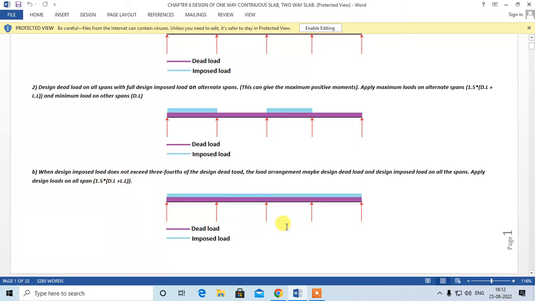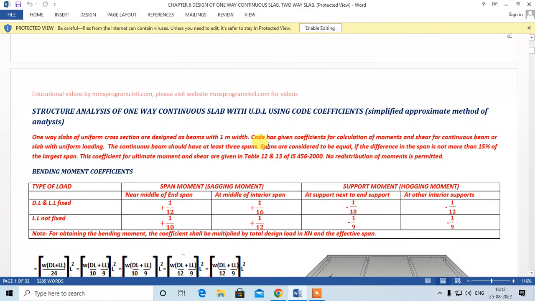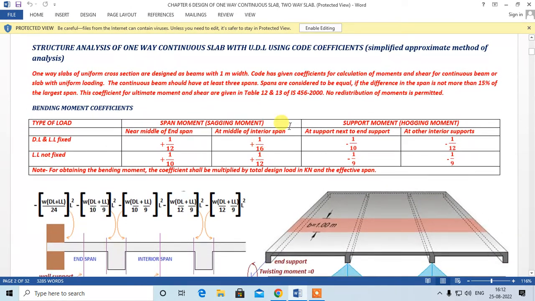So this is how you have to try different combinations and form an envelope from which you take the maximum positive and negative bending moment and shear force, for which we have to design the one-way continuous slab or continuous beam, right? The code has suggested a simplified approximate method of structural analysis of one-way continuous slab with UDL using code coefficients. This can also be used for continuous beam, right?